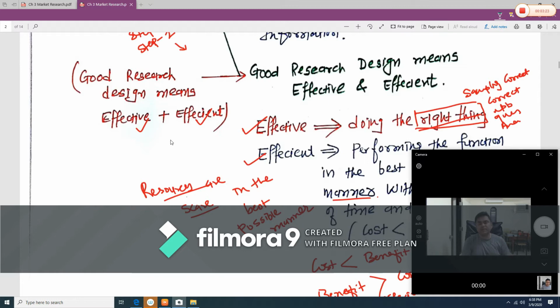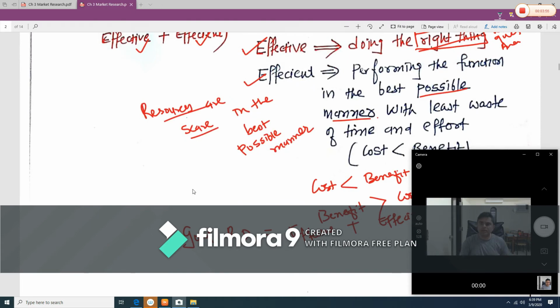Now what is the good research design and bad research design? So first of all, let us understand the good research design. People will say in a short sentence, the good research design means it is effective and efficient. Now what do you understand by effective? Effective means doing the right thing. For example, when you are collecting the right sample, when you are asking the right question, when you are asking the question to the right respondent, then it is known as effective. And efficient means when you are performing the function in the best possible manner.